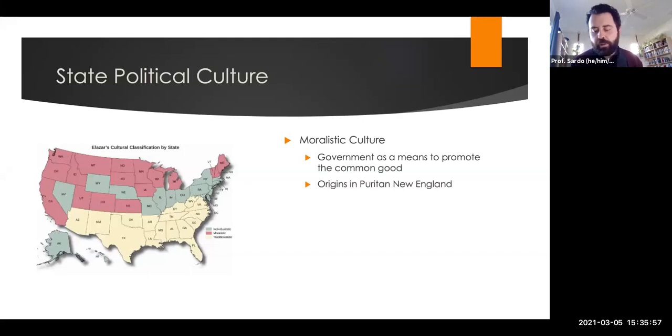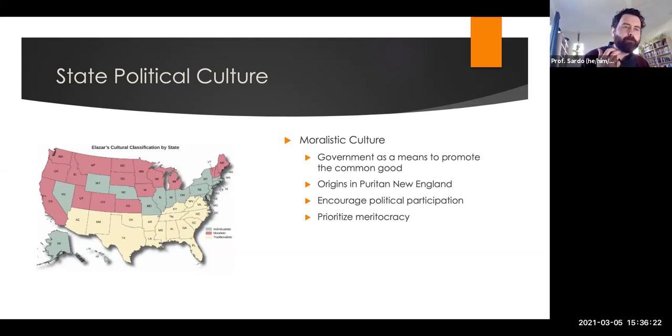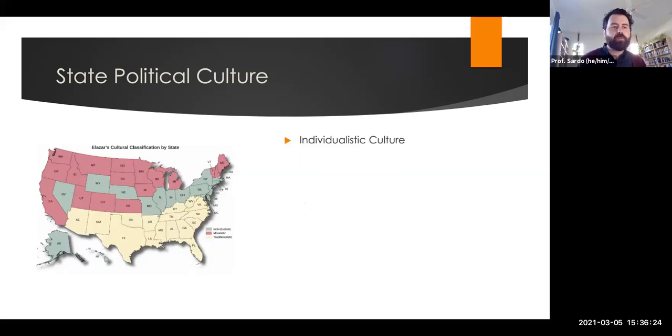It has its origins in the Puritan culture of New England, and spread westward with European settlers to the upper Great Lakes region in the Midwest and the West Coast. This is the red on this chart here. In general, these states encourage political participation. They tend to make it easier to vote and have more contested elections. And they tend to prioritize meritocracy, right? The idea that the political system should reward merit rather than just connections.